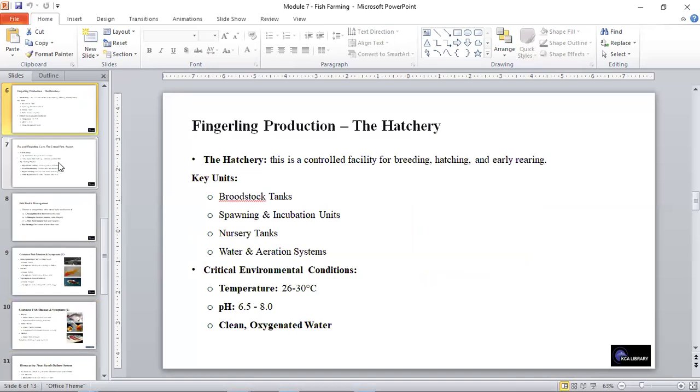Fingerling production in the hatchery. The hatchery is a controlled facility for breeding, for hatching and early rearing of fish. And the key units include the breeding tanks, the spawning and incubation units, the nursery tanks, the water and aeration system, and so on. Critical environmental conditions need temperature of about 26 to 30 degrees Celsius. You need a pH of 6.5 to 8, and also clean and oxygenated water.